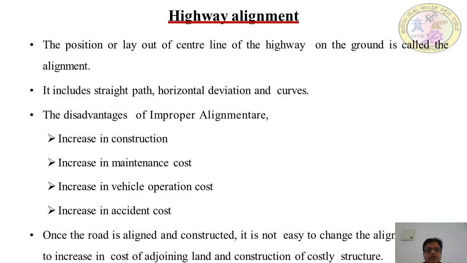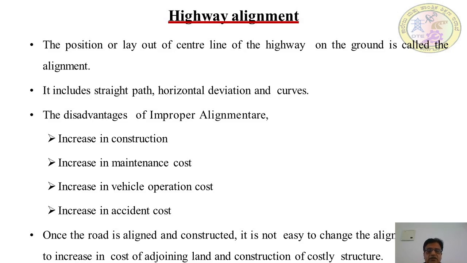Then it increases the accident cost. Obviously, when the alignment is not proper, it increases the accident cost. There may be more accidents. Due to that, there may be damage to the vehicle, damage to the property, or damage to the person. So, all these are very, very important. That is, accident cost. We need to take into consideration all these factors.